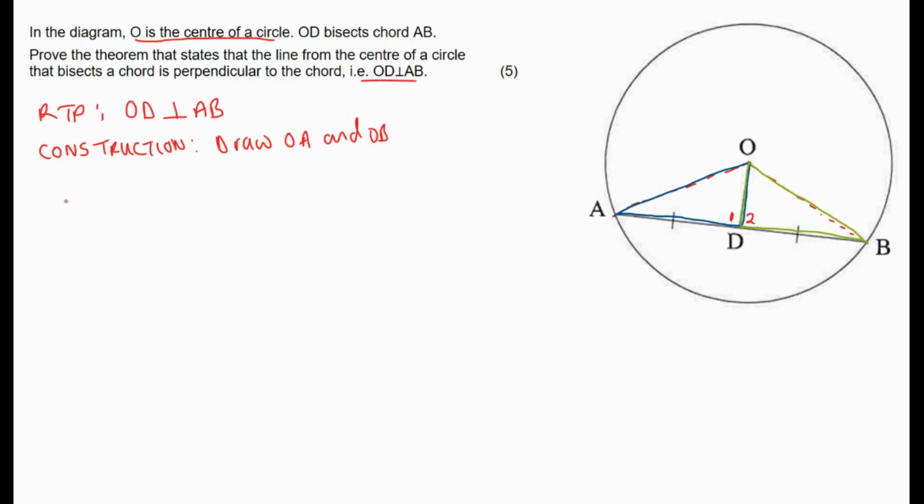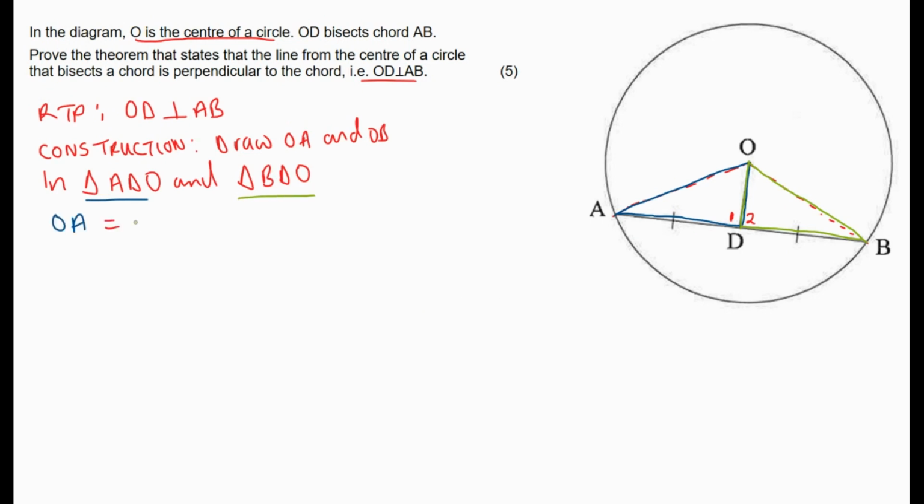Right, let's prove congruency. So in triangle ADO and triangle BDO, we have these two triangles. So what can we do? There are two ways of doing this. We can use side, side, side, and also side, angle, side. Okay, I'll show you side, side, side first, and then after that I'll show you side, angle, side. Okay, let's start with side, side, side. So we have these two triangles, ADO and triangle BDO.